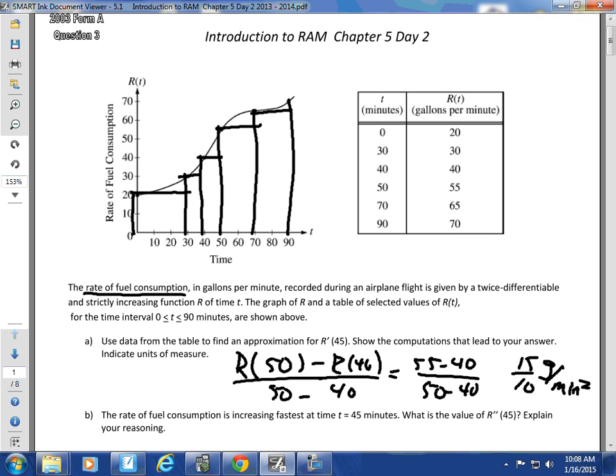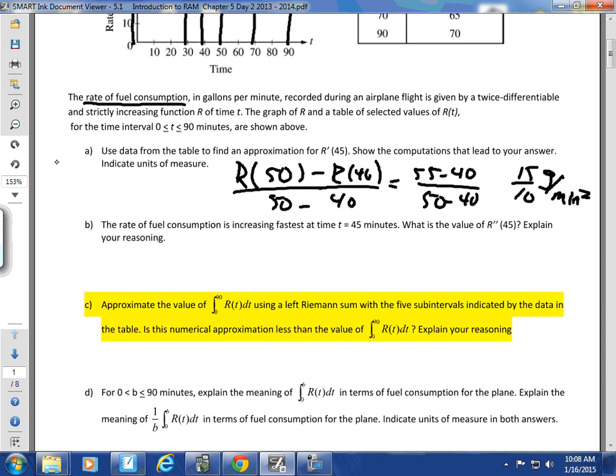So what are the dimensions of the first rectangle? 30 by 20. What are the dimensions of the second rectangle? 10 by 30. The third rectangle? 10 by 40. The next rectangle? 20 by 55.